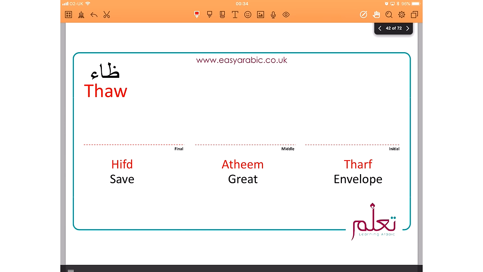Examples. So first one is dharf. So we have the dha, then we have the ra, and the fa. Dharf. Then is adim. So we have the ayn, then we have the dha. Then we have the ya, and then the mim.